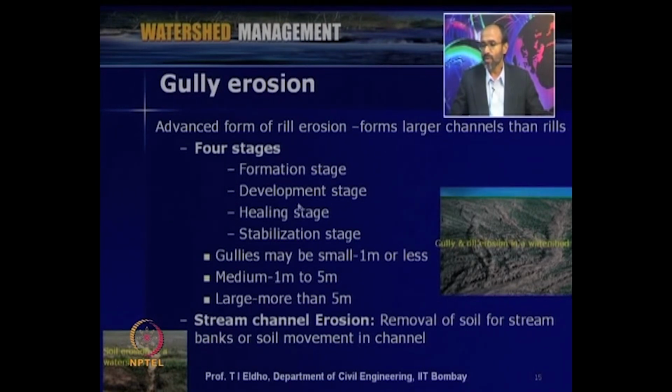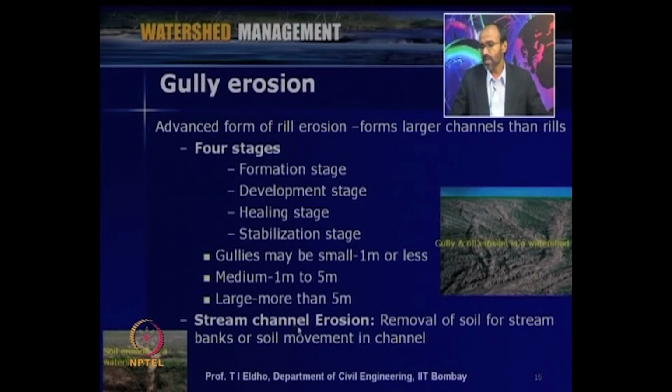There can be 4 stages, as shown here: a formation stage, development stage, healing stage, and stabilization stage. Depending upon the gully formation, we can have these stages. Gullies may be small, like 1 meter or less, or medium, from 1 meter to 5 meters, or large, more than 5 meters. So, that is another important type of water erosion as far as soil erosion is concerned.